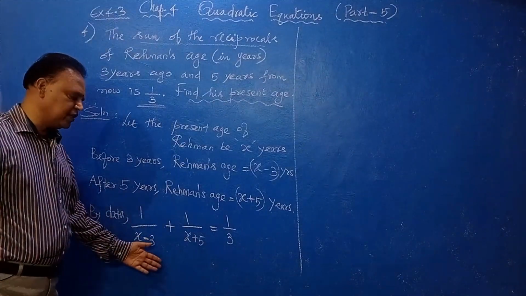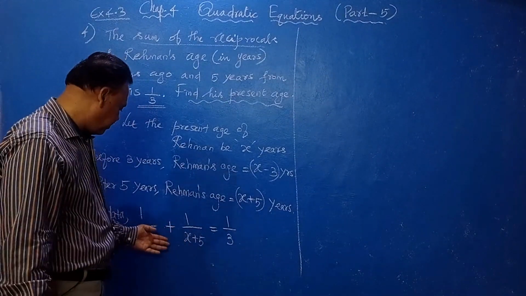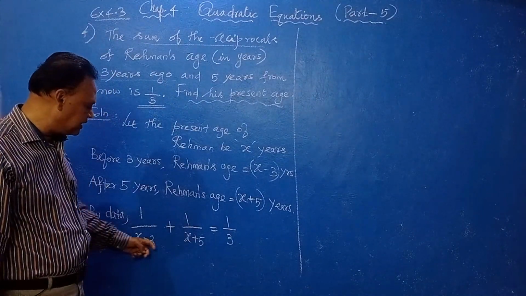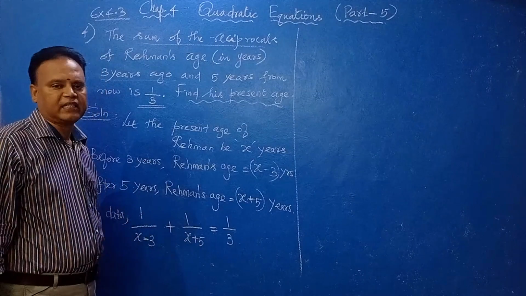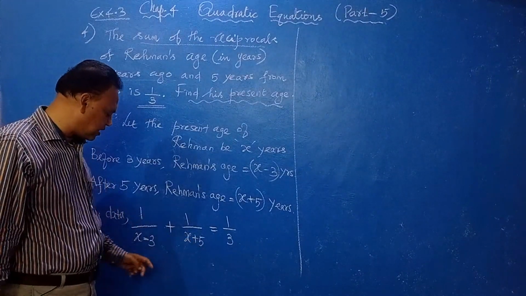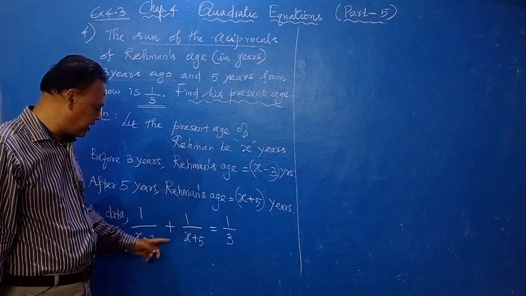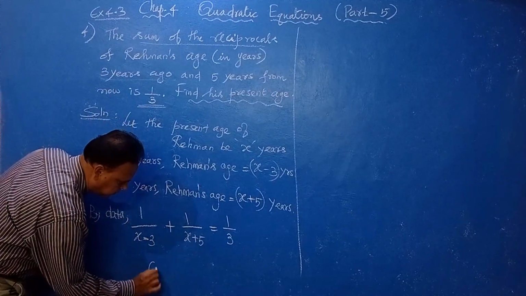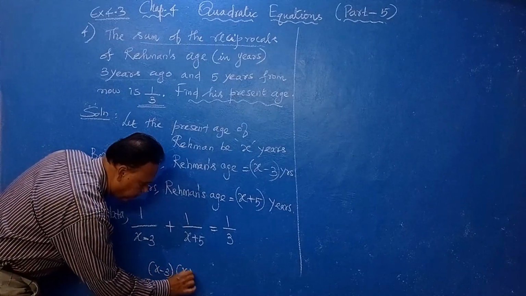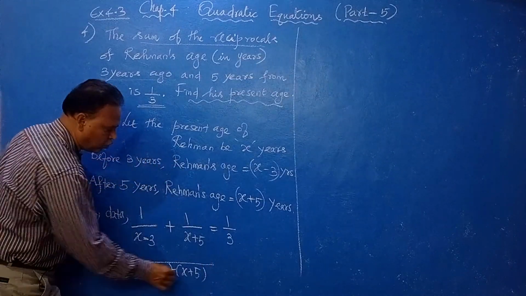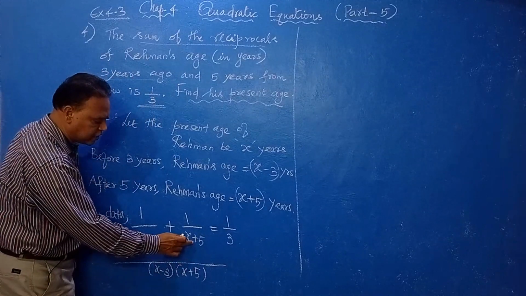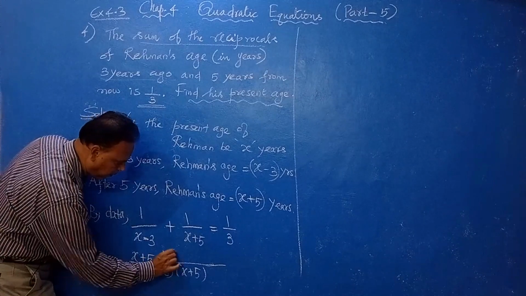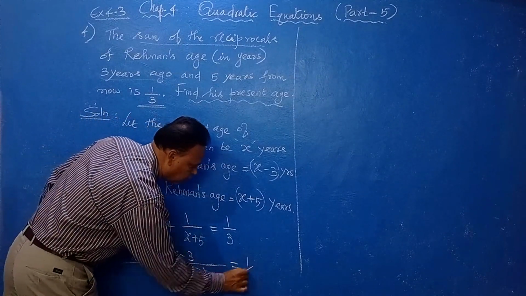Now we have to simplify this. Ordinary simplification. Here, see the denominators, there is no common factor, so just multiply the denominators. What you will get: x minus 3 into x plus 5. Then cross multiply, that is the easy way. That is equal to 1 by 3.